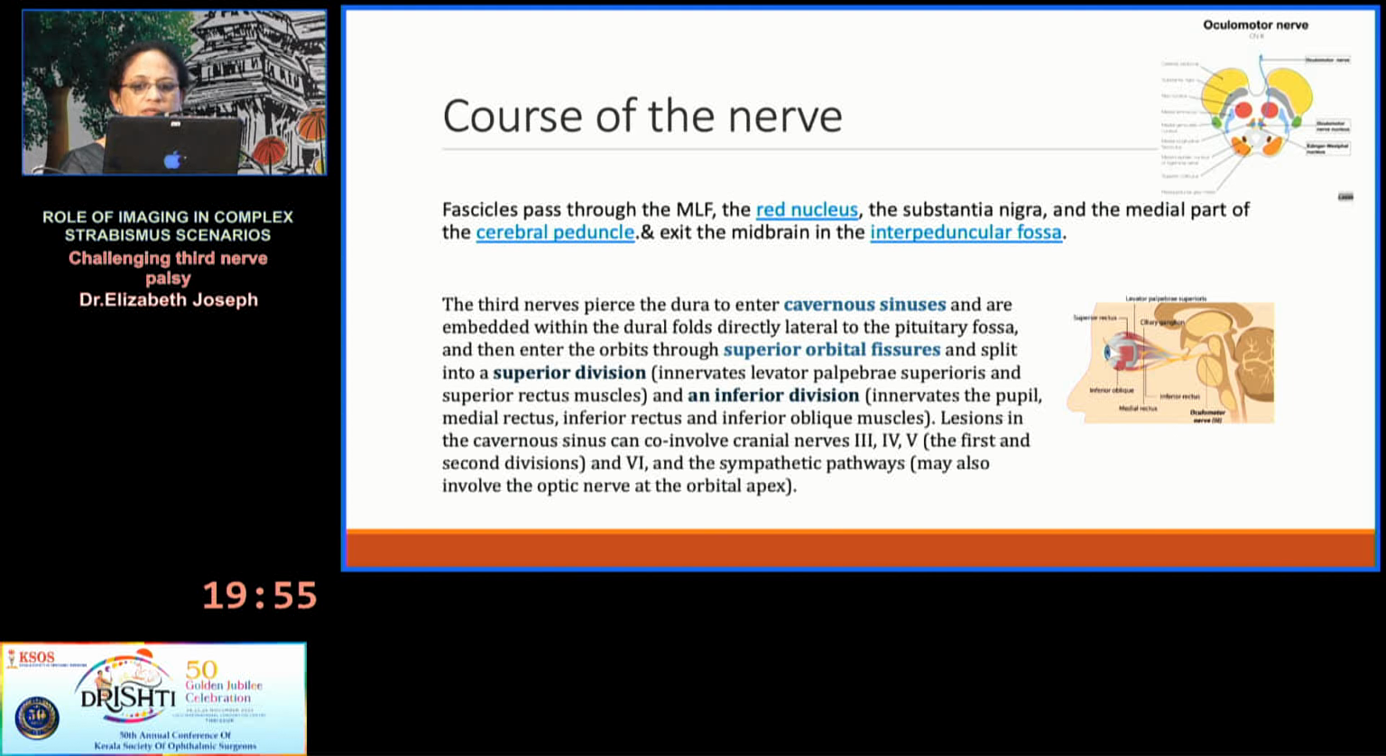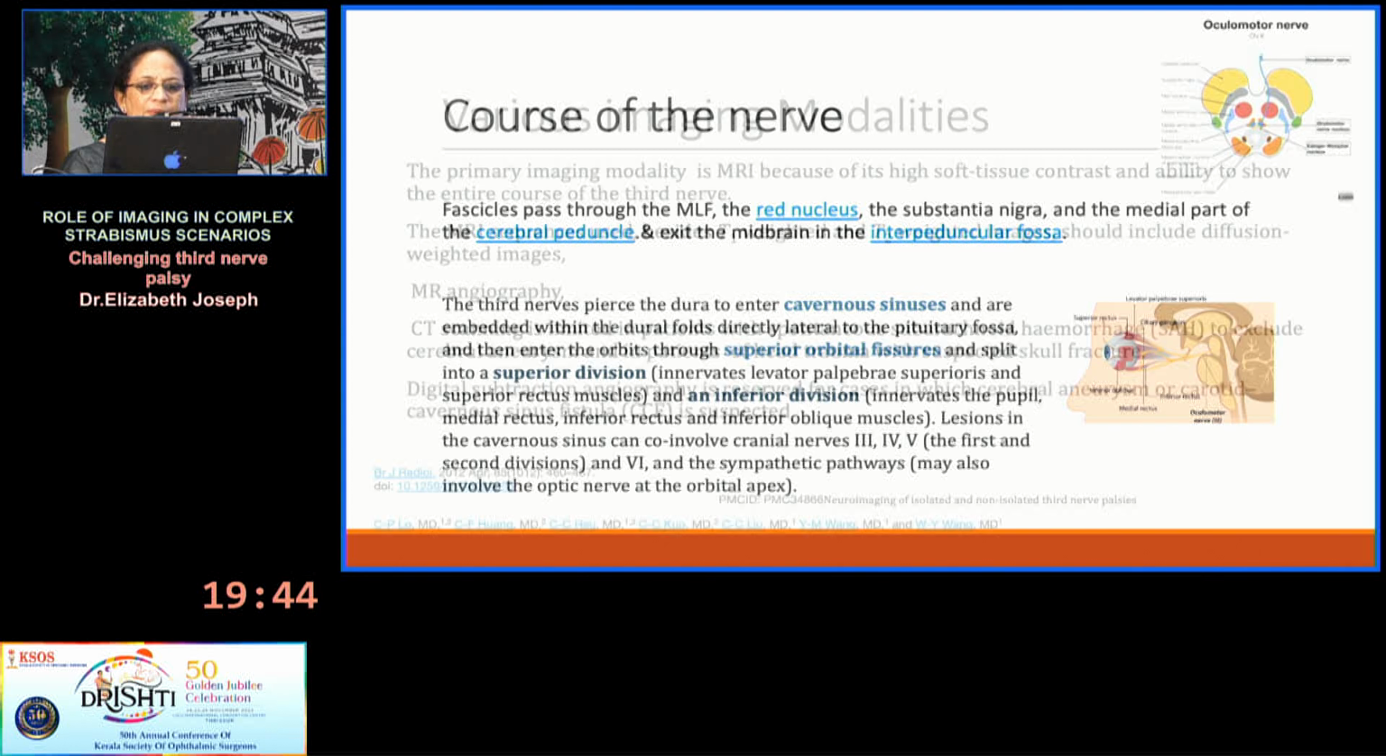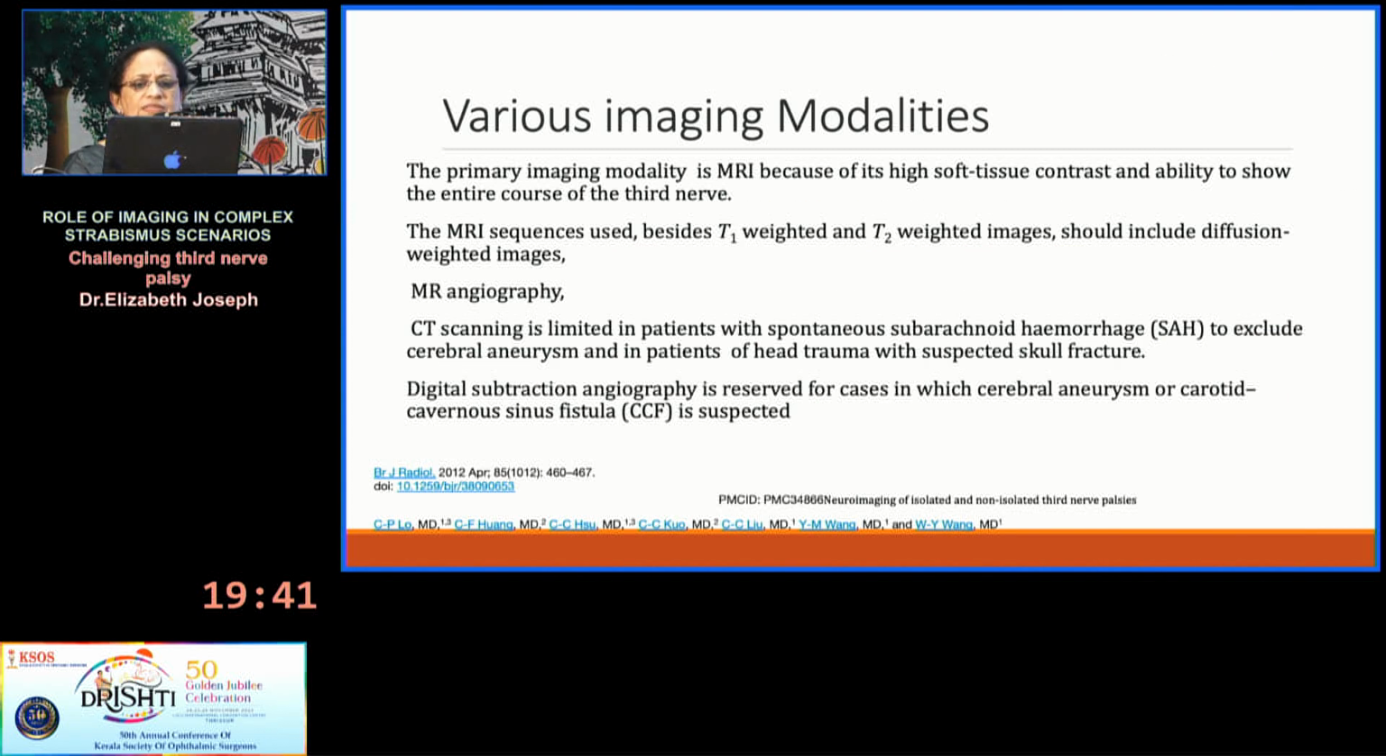Then it travels through the cavernous sinus and superior orbital fissure, divides into superior and inferior divisions, and then innervates the muscles. So in all these places, the third nerve may be involved in different pathologies. Among the various imaging modalities, the primary one is of course MRI, because of its high soft tissue contrast and ability to show the entire course of the third nerve. MRI sequences used besides T1 and T2 weighted images include the diffusion weighted image. MR angiography is done if you are thinking about a vascular pathology.